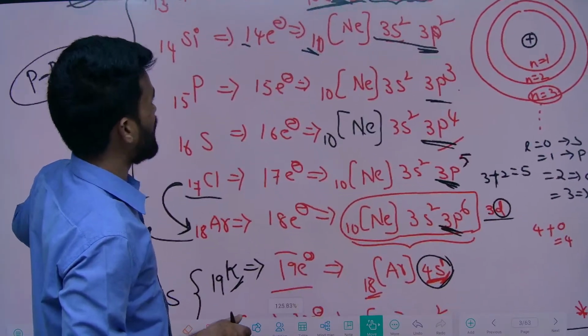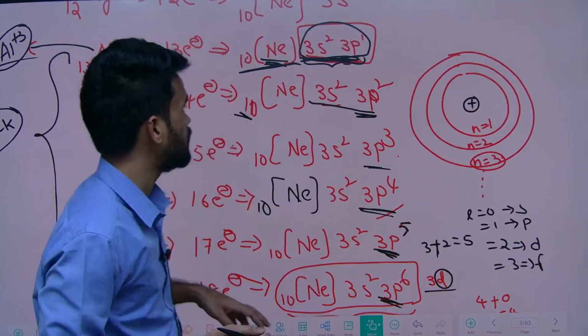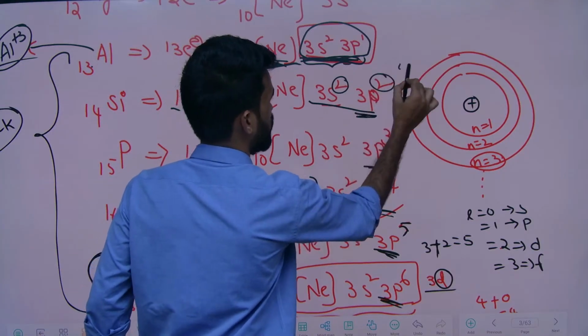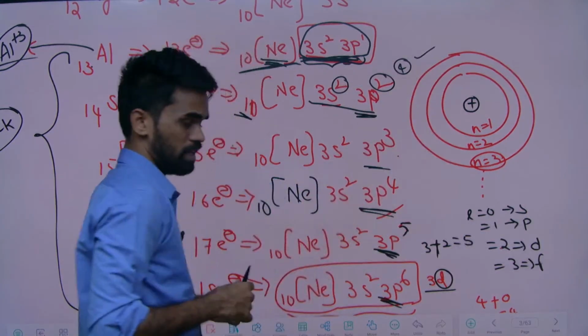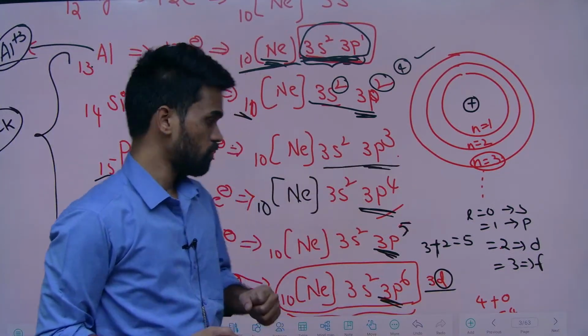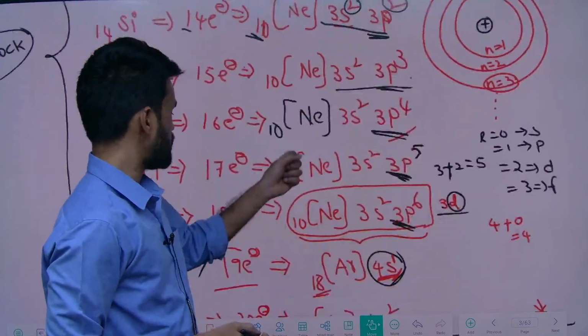So now what are the valency electrons of silicon? What is the valency of silicon, they will ask. You see how many valence electrons are there here? 2 plus 2, so 4 valence electrons. For phosphorus how many are there? 5. For sulfur how many are there? 6. Like this you can count.